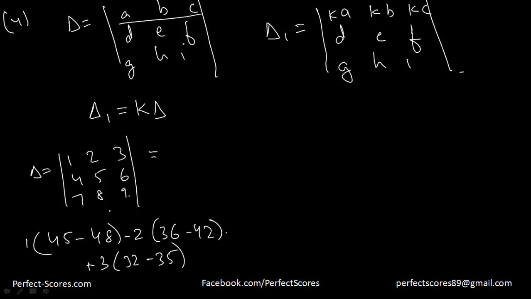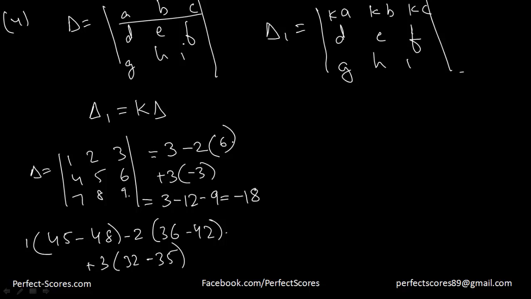So if we calculate, the value is going to be 45 minus 48, which is minus 3, minus 2 into 36 minus 42, that is going to be equal to 6. Then we're going to have plus 3 into negative 3. So that is going to be equal to minus 3 minus 12 minus 9, which is going to be negative 18. Right? And what about this determinant here?